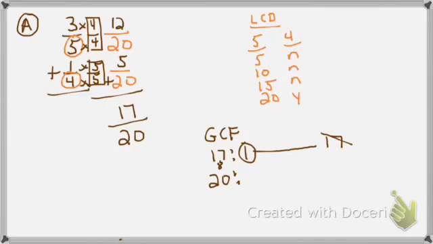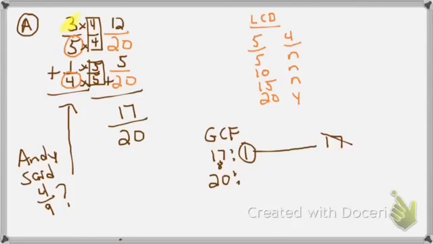Well, I know that Andy said that 4/9 of the collection was action or comedy. Where could he have gotten 4/9 from? First, let me look at the original part of the problem, which was 3/5 plus 1/4. I think I see it.